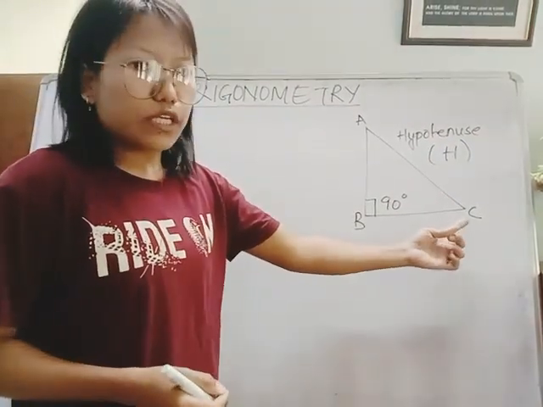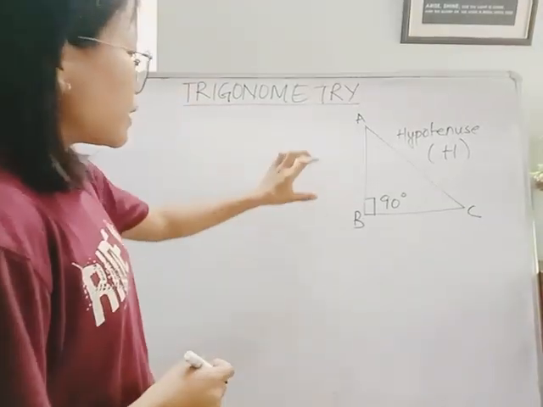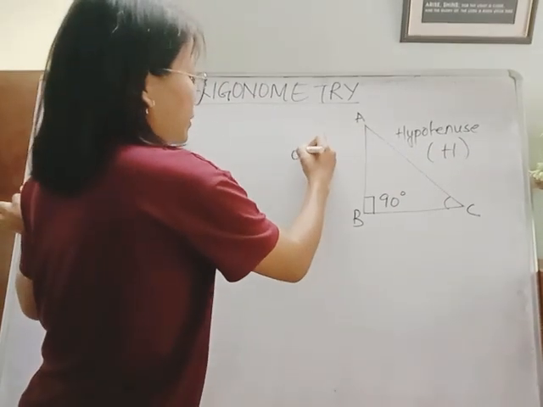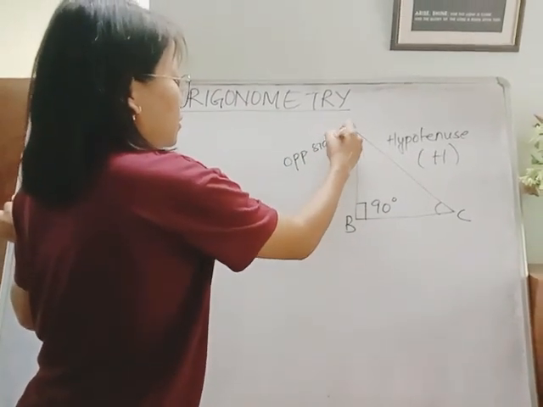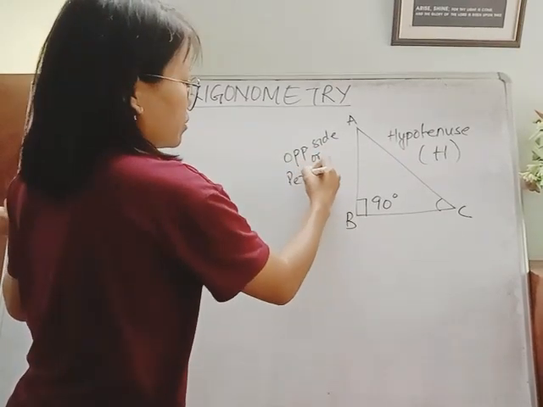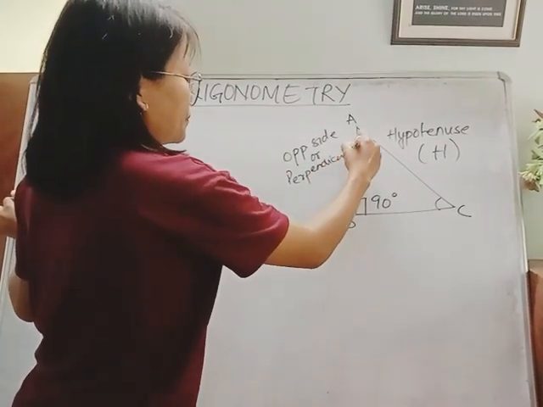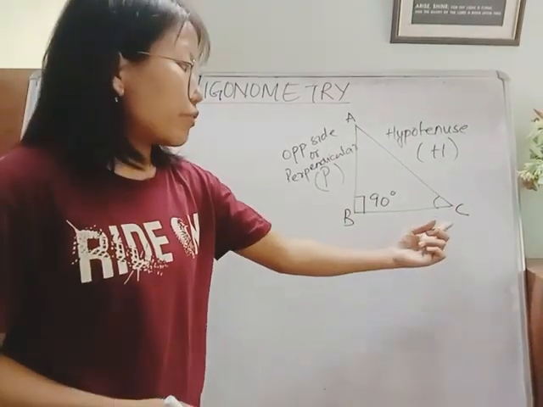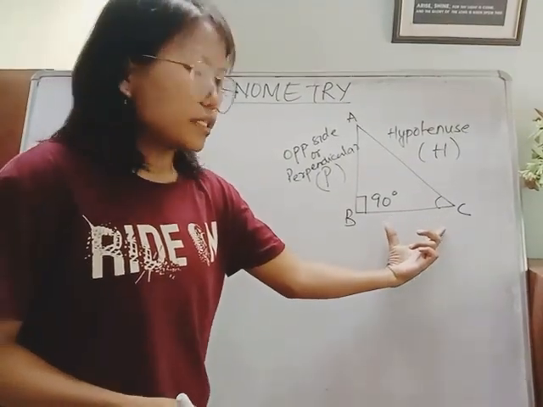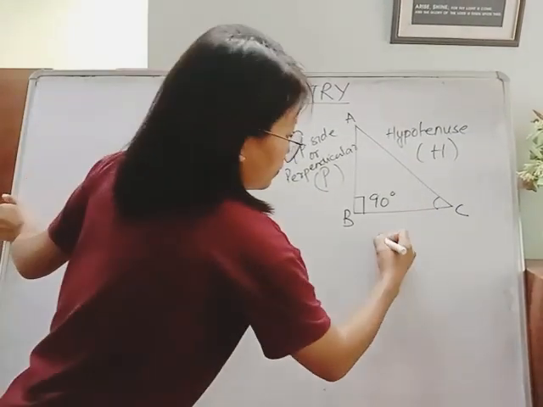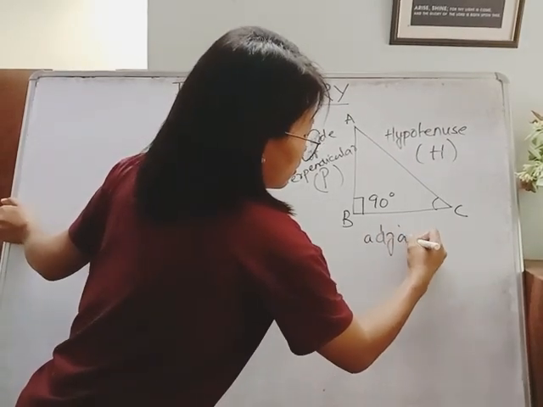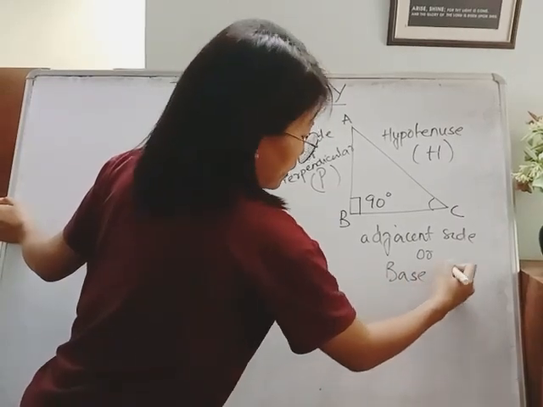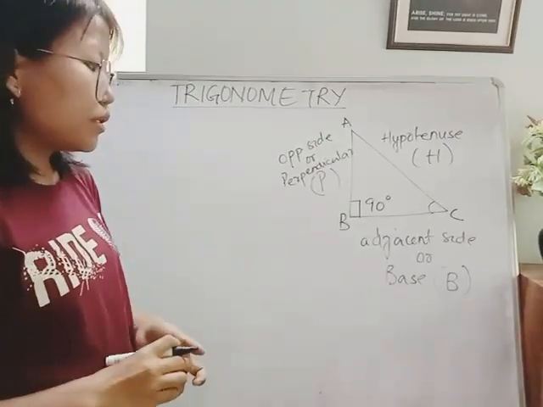If we consider acute angle C as the reference angle, then AB will be the side opposite to the acute angle C. So this will be the opposite side or perpendicular, and in short, we will write it as capital P. BC is a part of angle C, so it is adjacent to acute angle C. We will name this adjacent side or base, and in short, we will write it as capital B.